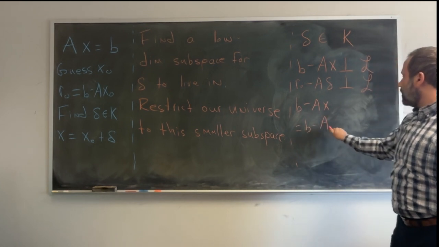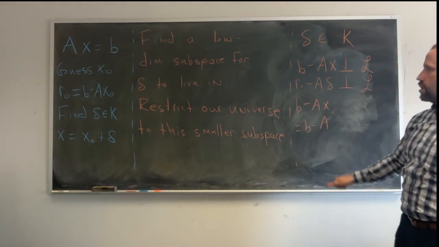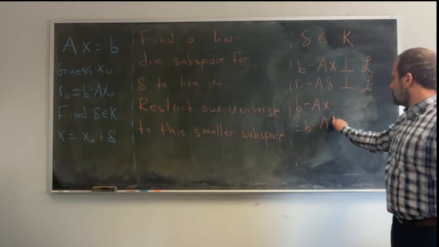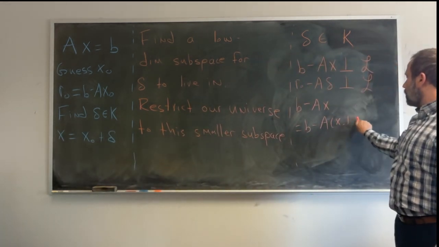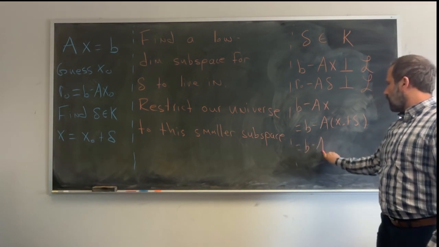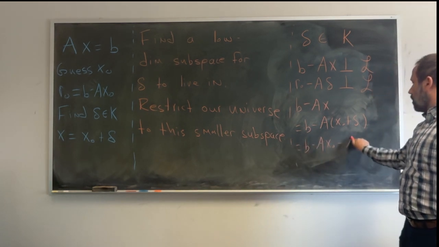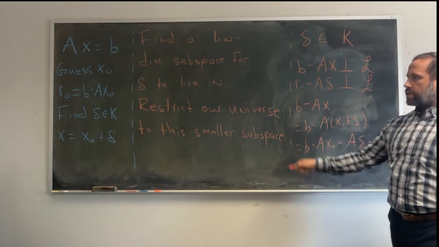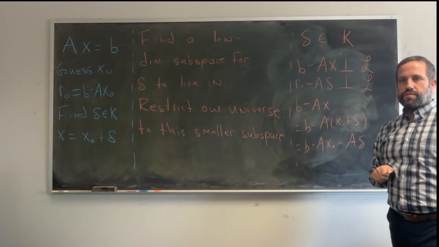If you need a reminder of this computation, b minus A x is equal to b minus A times x, where x is equal to x naught plus delta. So this is x naught plus delta, and then we have b minus A x naught minus A delta. Now b minus A x naught is exactly what r naught is defined as.